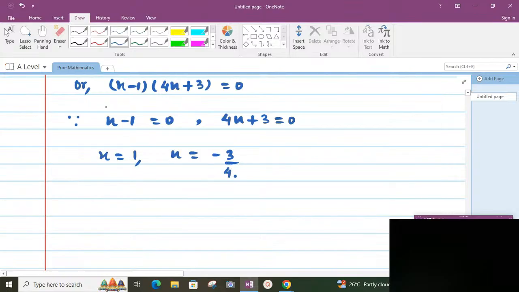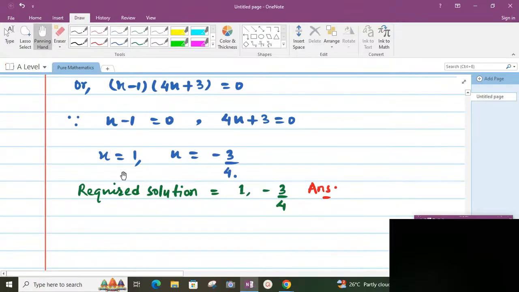So the required solution equal to 1 and minus 3 by 4. This is the answer. Hope that there is no problem to understand the solution of this question. Let's see the next question.